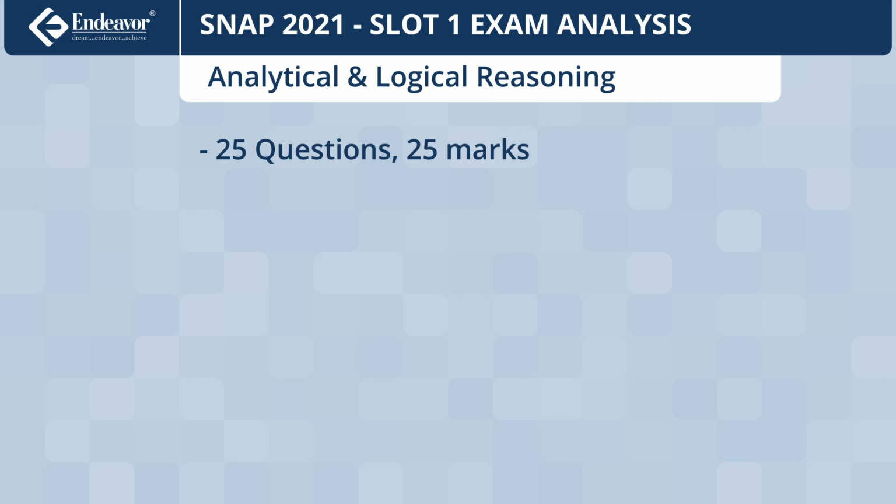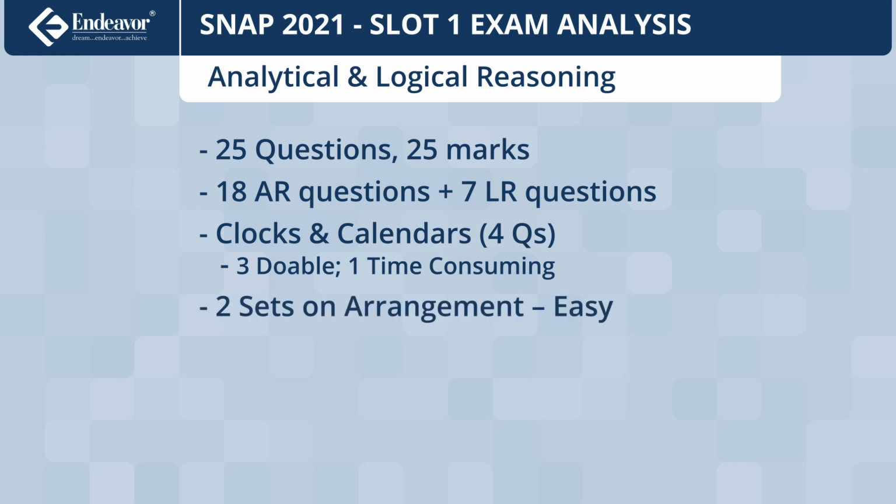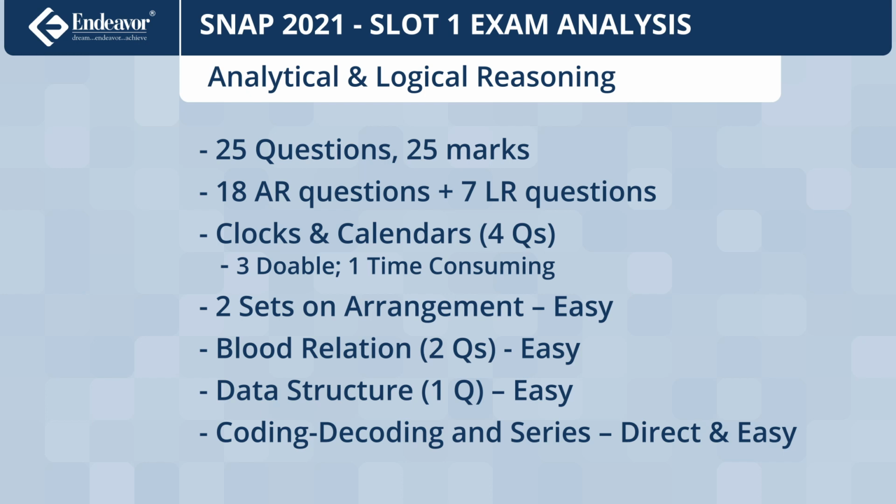Let us now look at analytical and logical reasoning. This section had 18 questions from analytical reasoning and 7 from LR. There were 4 questions from clocks and calendars, which included 2 questions from the clock and 2 from calendars. 3 out of these 4 questions were easily doable, while 1 was time-consuming. There were 2 sets of arrangements with 3 questions put together, and all of them were easy. Apart from this, 2 questions on blood relations and 1 on data structure were also easy. There were a good number of questions on coding, decoding and series, which were direct and should be attempted.